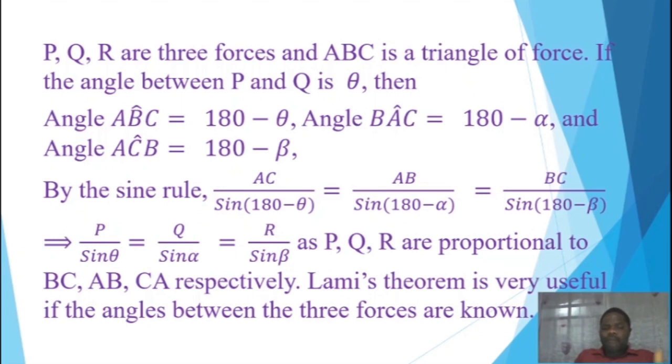So now we apply the sine rule, which is Lame's theorem. We say AC over sine of 180 minus theta is equal to AB over sine of 180 minus alpha is equal to BC over sine of 180 minus beta. Sine of 180 minus theta is the same thing as sine theta, likewise for alpha and beta. Therefore we have P over sine theta is equal to Q over sine alpha is equal to R over sine beta. This is because P, Q, and R are proportional to the sides of the triangle.